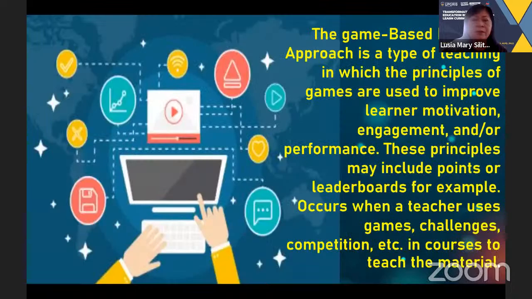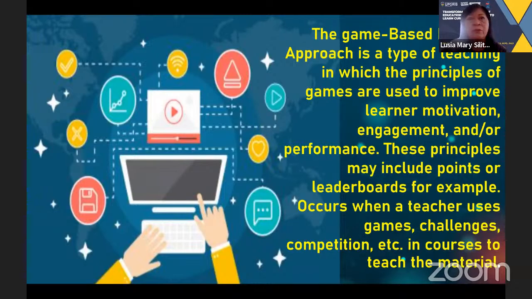Game-based learning is a type of teaching in which principles of games are used to improve learner motivation, engagement, and performance. These principles may include points or leaderboards, for example. Game-based learning and gamification is one of the trends of education technology lately in 2023.